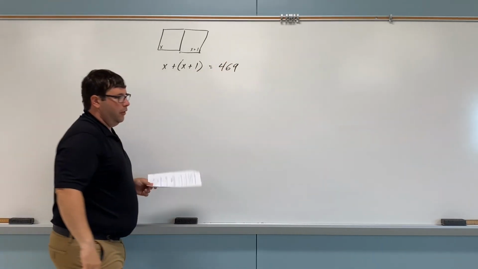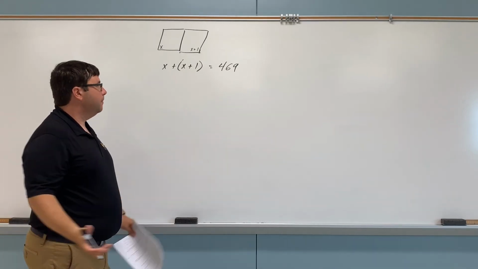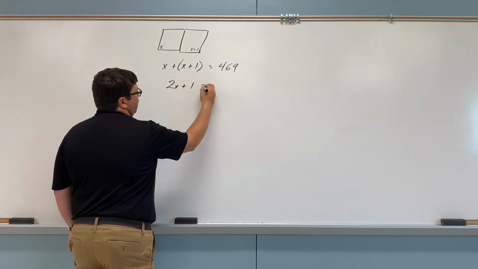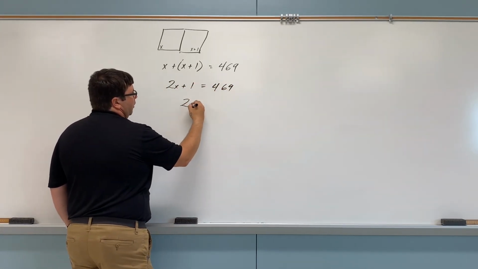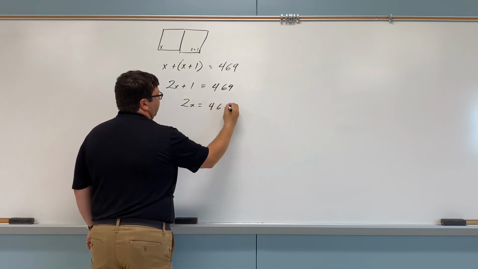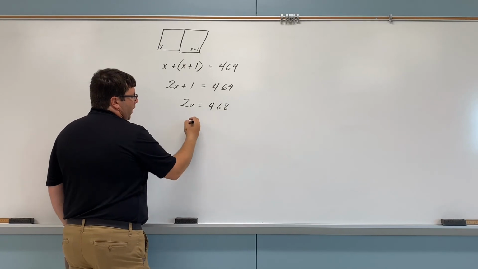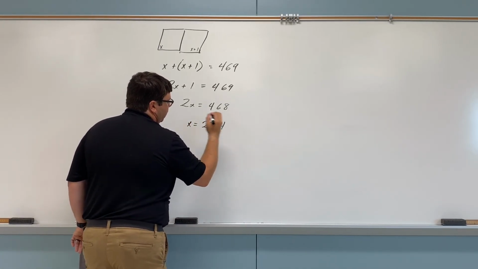And that's equal to 469. At this point, you can go ahead and start simplifying. So let's do that. I have 2x plus 1 is equal to 469. 2x is equal to 468 once you subtract that 1. And then divide by 2, you get x is 234.